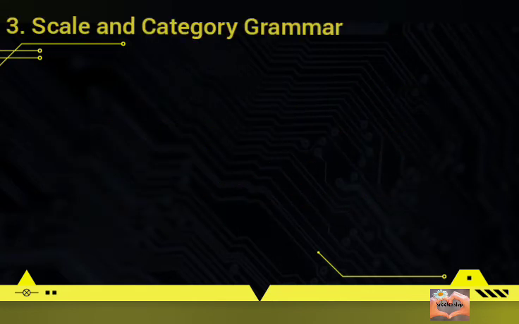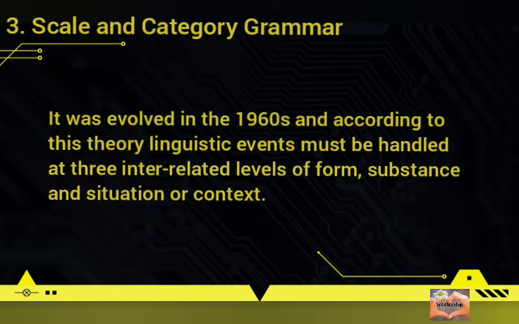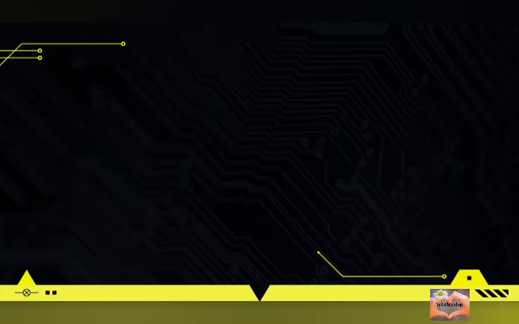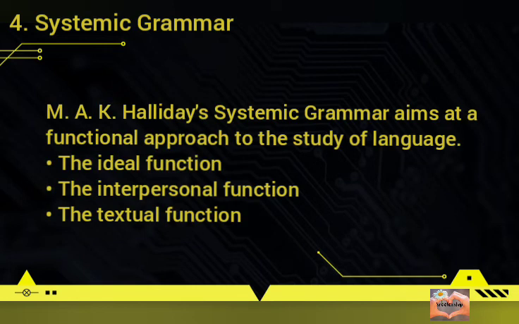Third one is scale and category grammar, which was evolved during the 1960s, and according to this theory, linguistic events must be handled at three interrelated levels of form, substance, and context. Fourth one is systemic grammar. M.A.K. Halliday's systemic grammar aims at a functional approach to the study of language. That is the ideational function, the interpersonal function, and the textual function.